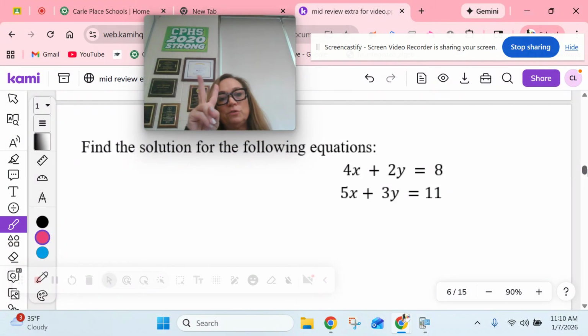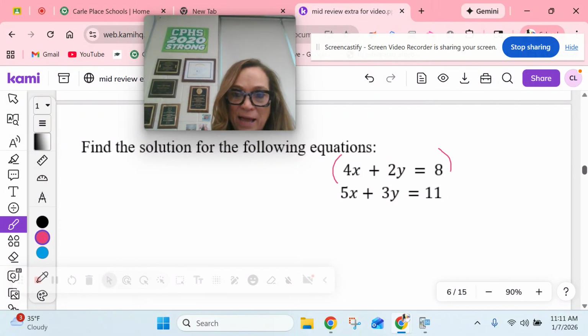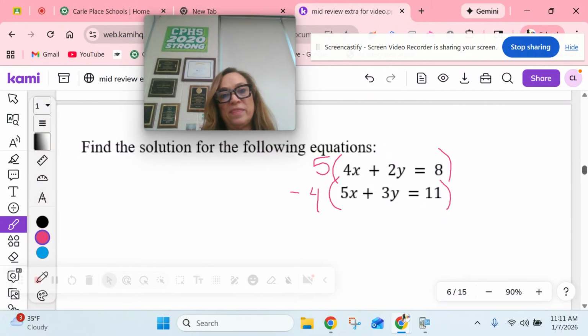Find the solution for the following. All right, so you have 2 choices. Unless they give you a piece of graph paper, then you have 3 choices. So I kind of go with the fact that if it's in standard form, x, y equals a number, x, y equals a number, I do elimination. So I'm going to multiply the top one by 5, and I'm going to multiply the bottom one by -4. So I chose to go with eliminating the x's. You could have done something similar and eliminated the y's.